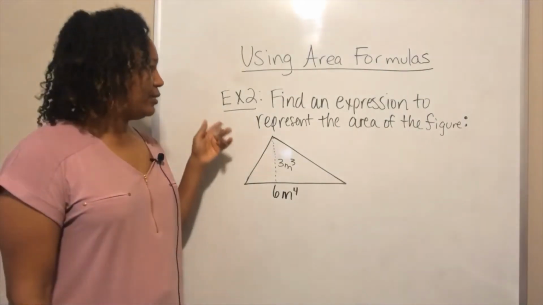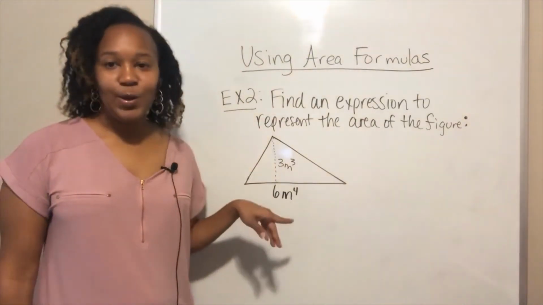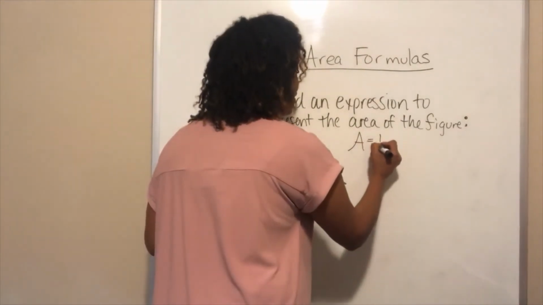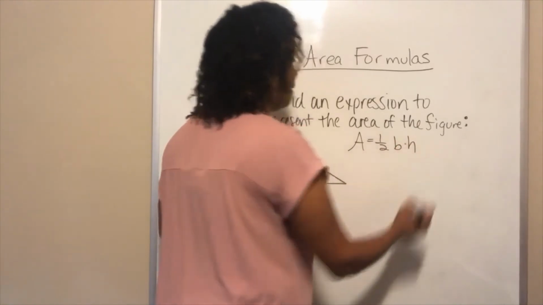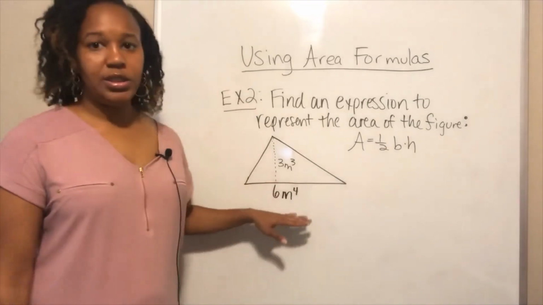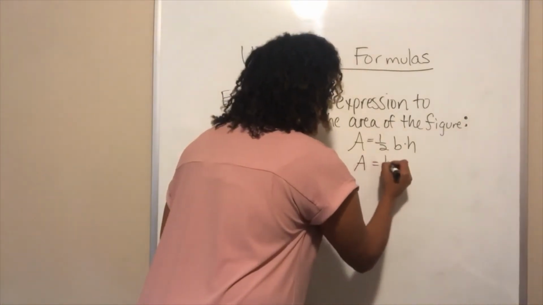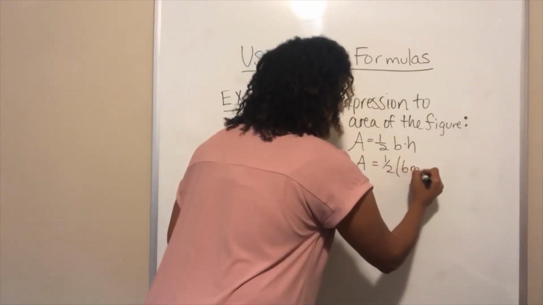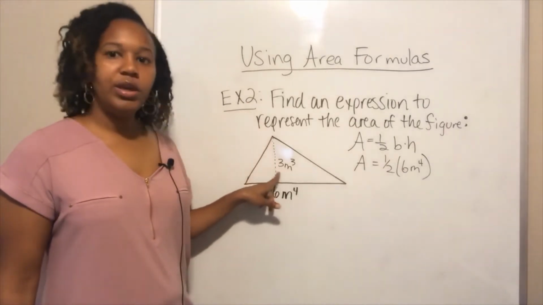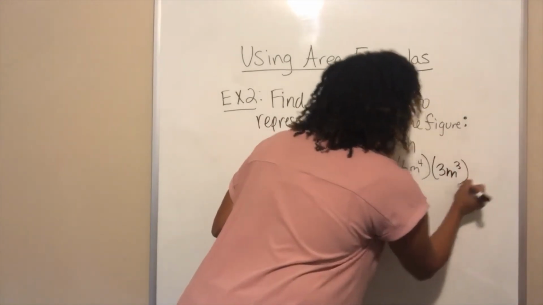In example 2, we want to do something similar. We want to find an expression to represent the area of the figure. This time we have a triangle, and so you have to know how to find the area of a triangle, which we talked about earlier. That is 1/2 base times height. So what is the base? The base is the measure of the bottom piece, which in this case is 6m to the 4th. So we will replace b with 6m to the 4th. And then the height is how tall the triangle is, and in this case, it is 3m to the 3rd. So we'll replace h with 3m to the 3rd.